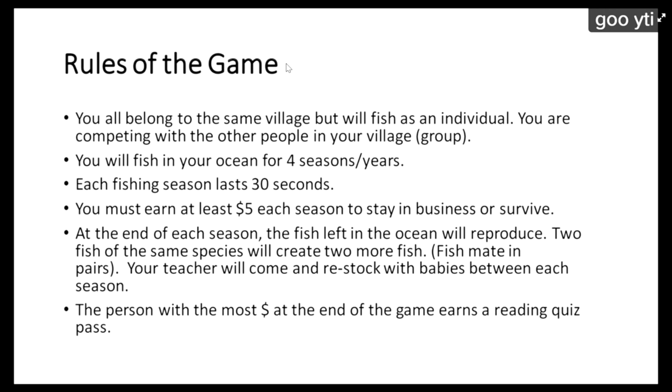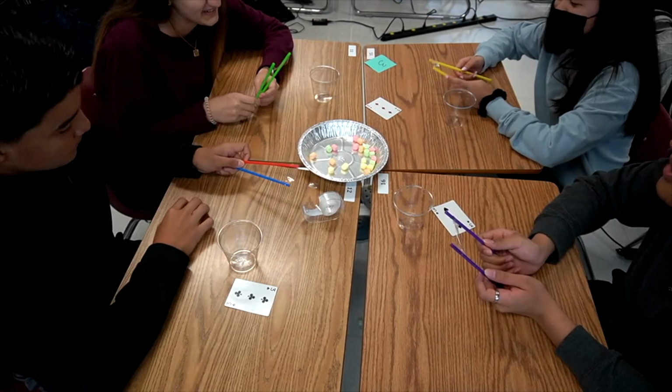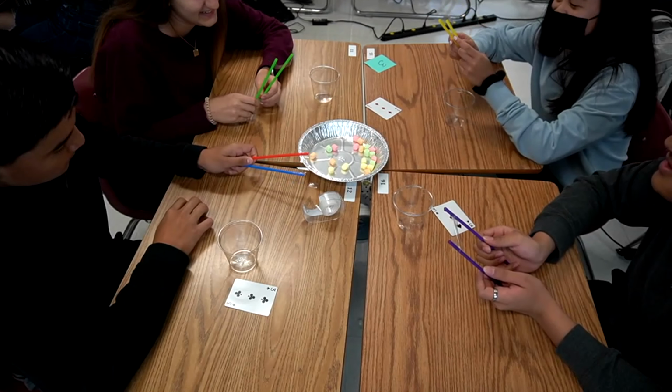At the end of each season, I will restock, and each season lasts 30 seconds. The person with the most money at the end of class today gets a free 100 on the next quiz. All right, our first fishing season starts in 5, 4, 3, 2, 1, go.